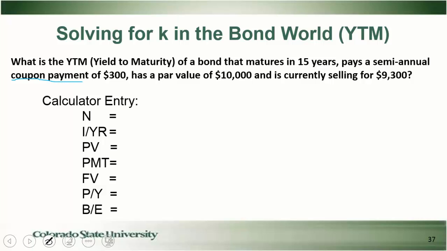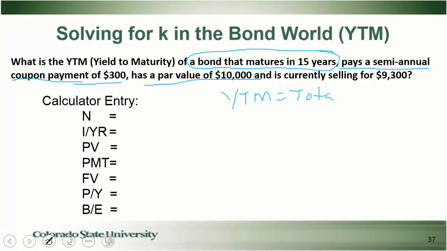In this case, this company is going to pay a semi-annual, or twice per year, coupon payment of $300. At the end of the bond maturity, which is right here, this is the end of the loan, so this is a 15-year bond, the company will pay a lump sum of $10,000 at the end, and the yield to maturity is what we call the total return on the bond.